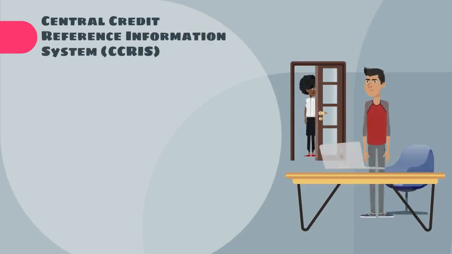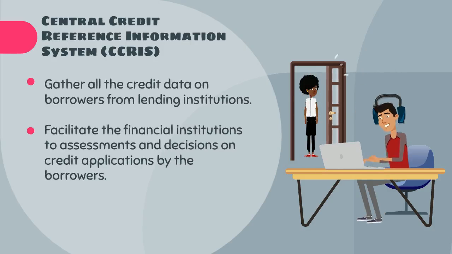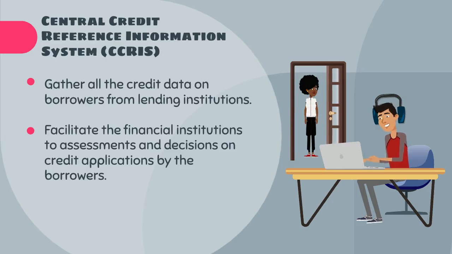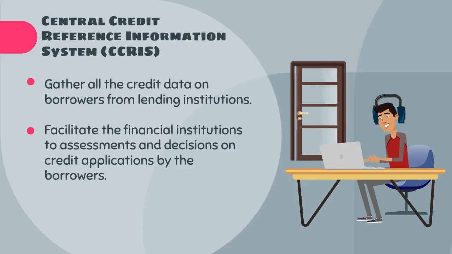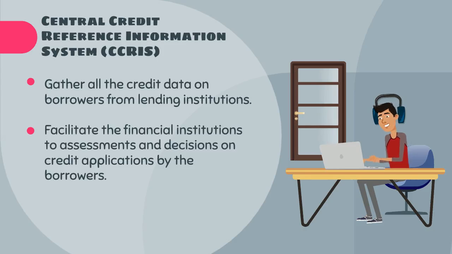The Credit Bureau in Malaysia was established under the Central Bank of Malaysia Act 2009, known as the Central Credit Reference Information System (CCRIS). The role of the Credit Bureau is to gather all the credit data on borrowers from lending institutions and provide the collected credit data back to the institutions in the form of credit reports via the CCRIS. This can help financial institutions who need current and accurate data on their potential borrowers in order to make assessments and decisions on credit applications.